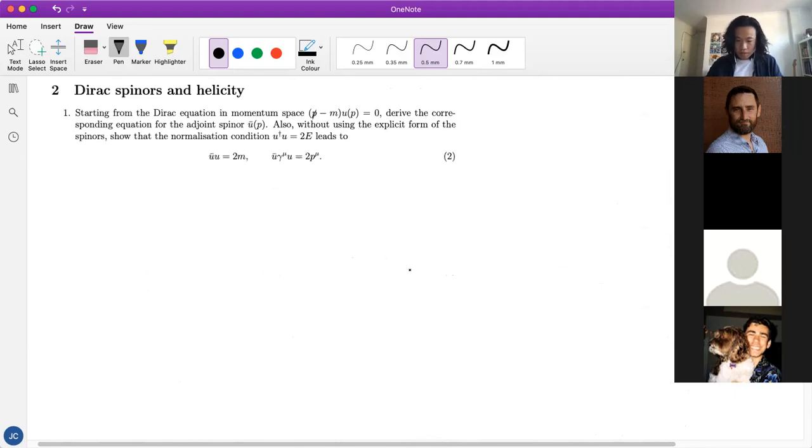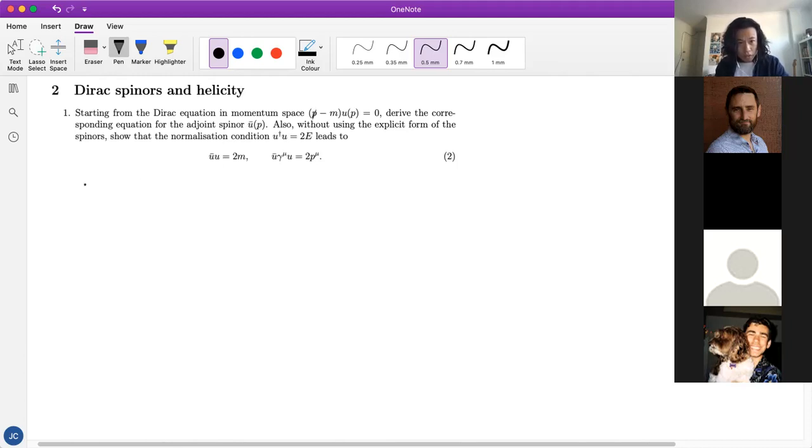Okay, let's do a Dirac equation question. Starting from the Dirac equation in momentum space, derive the corresponding equation for the adjoint spinor, u bar. Also, without using the explicit form of the spinors, show that the normalization condition u dagger u is equal to 2 times energy, and it leads to these two relations. Okay, let's do the first part first.